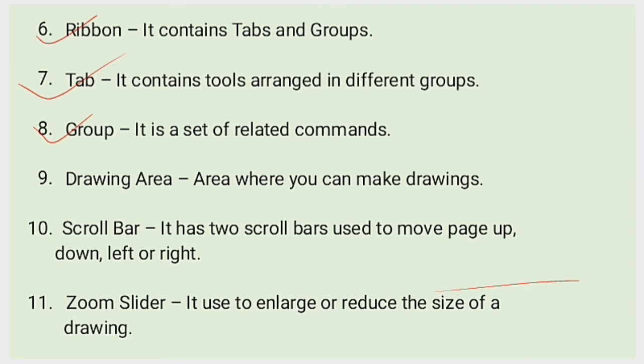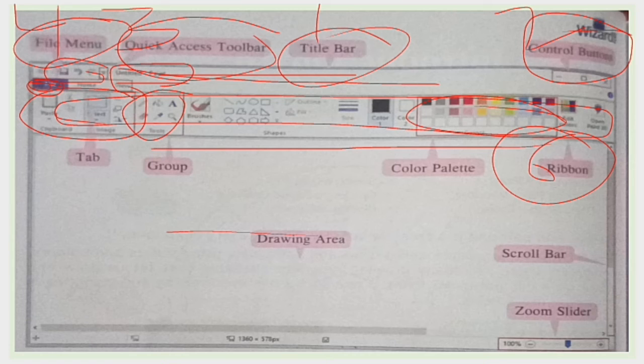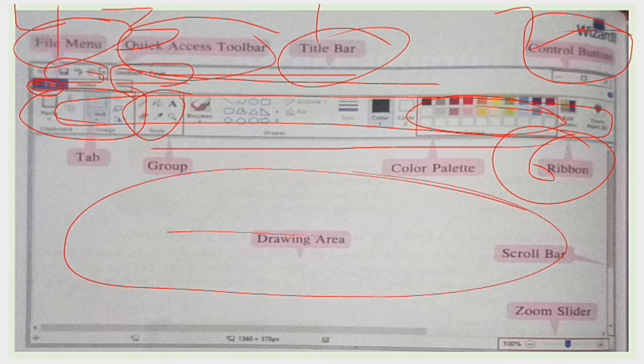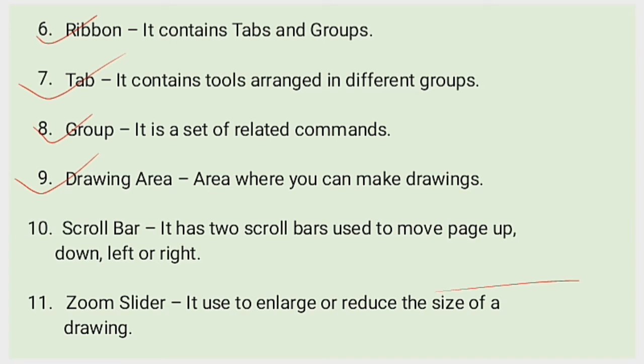Now next, drawing area. Drawing area is the area where you can make drawings. This all white color space is your drawing area, where you are able to draw things. Next is scroll bar and zoom slider.